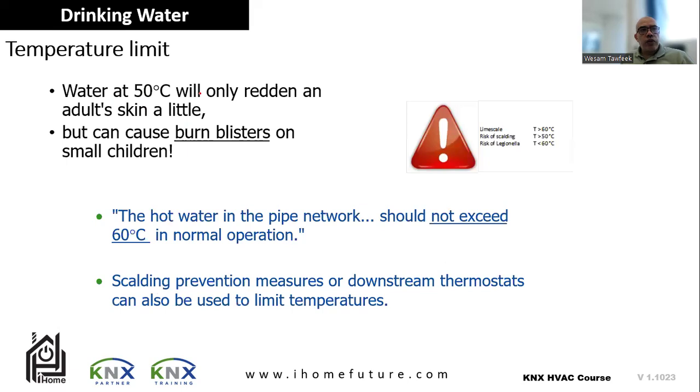Also, hot water can cause scalding, okay? If it is around 50C, it will only redden an adult's skin, but will be harmful for kids. Any temperature more than 50C, so if 60C, it might endanger your life. So the hot water and pipe network should not exceed 60C in normal operation. Scalding prevention, meaning prevention to make sure the water is not getting to that heat limit, is done using thermostats to limit the temperature as well.